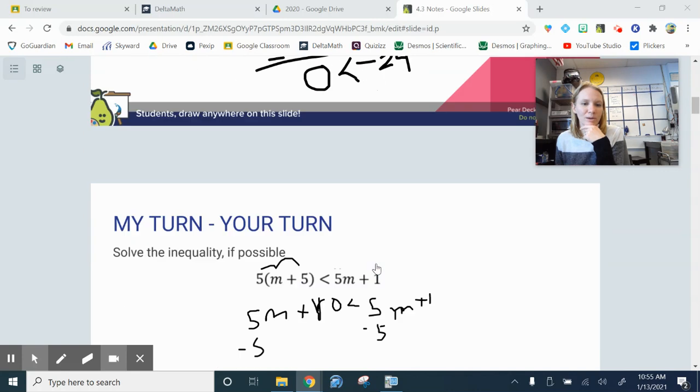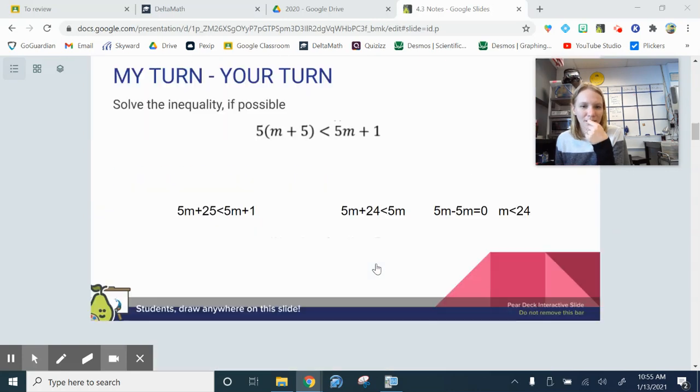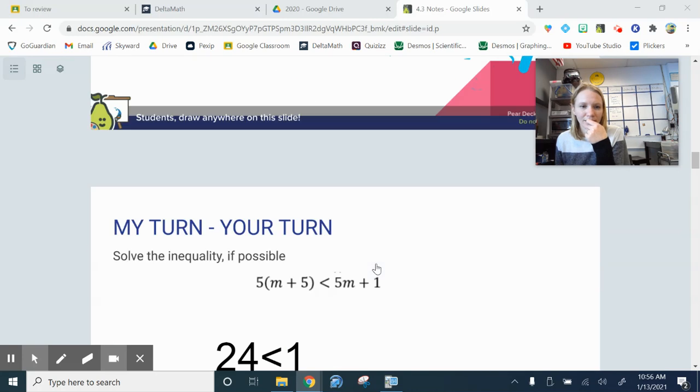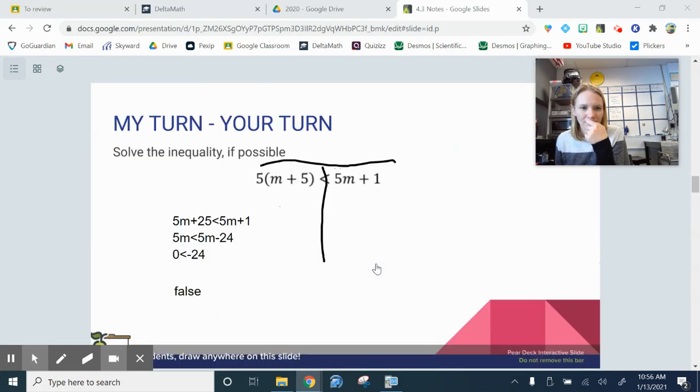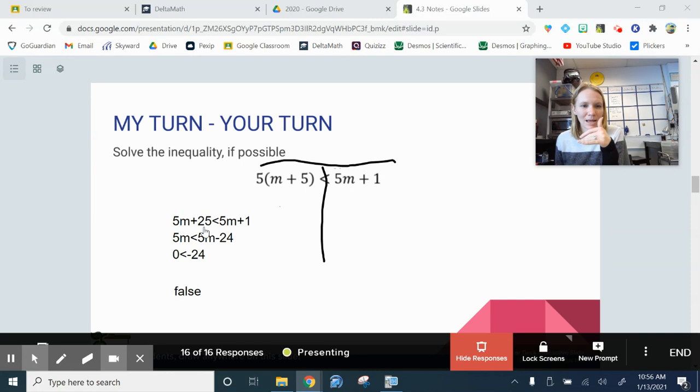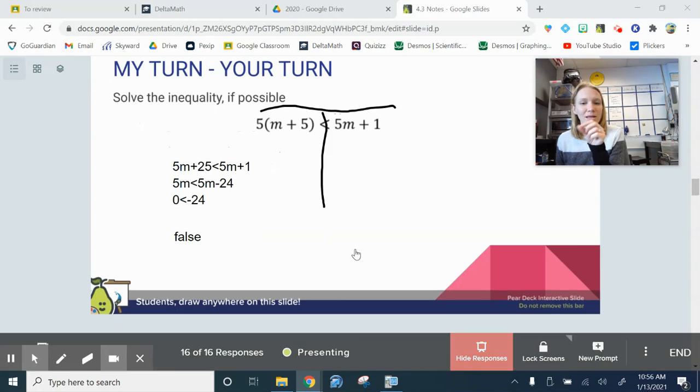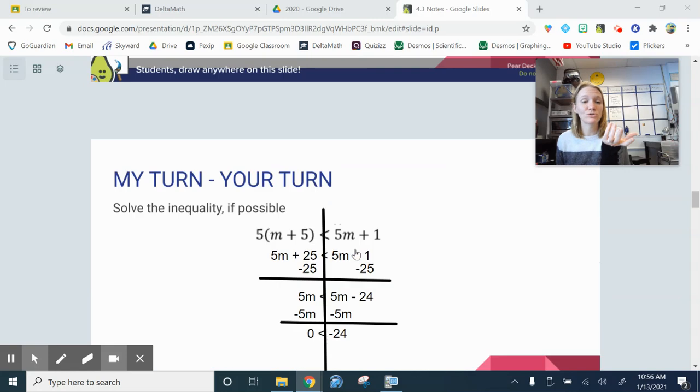I'm going to scroll to another couple of them and see how we're doing. There we go. Here, same steps. They distributed 5m plus 25 less than 5m plus 1. They subtracted the 25 over, so that's how they got 5m less than 5m minus 24. And then they subtracted their 5m's to the same side, so they have 0 less than -24. Same steps as before. That is false. 0 is not less than -24. So if it's a false statement, our answer would be no solution.